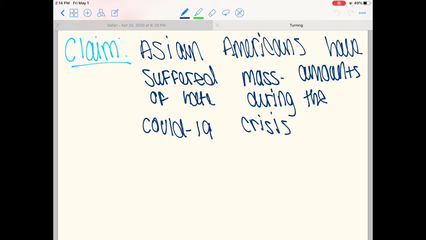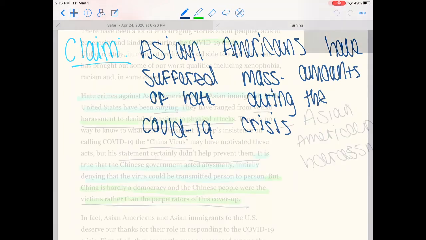our article. Instead of just saying that Asian Americans have suffered mass amounts of hate, while that may be true, it is a rather general statement and might not apply directly to our article and can lead us to having a hard time finding evidence. So this is going to be our claim to find evidence for.